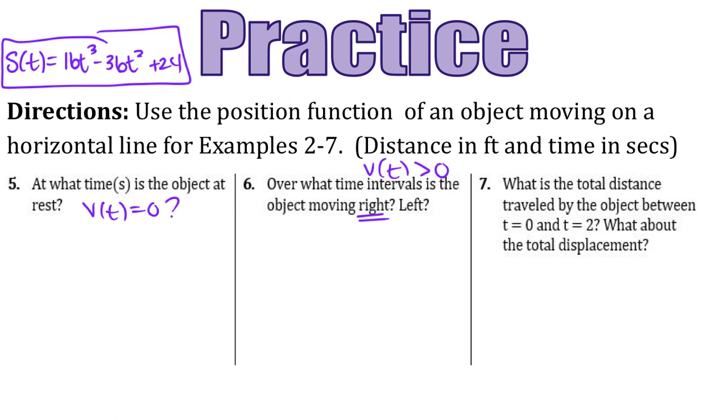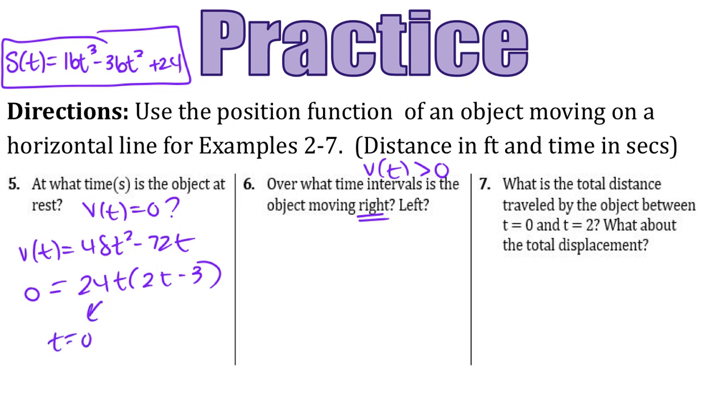So I'm going to take the velocity function that we already found before, which was 48t^2 minus 72t. And I'm going to go ahead and set that equal to 0, and I'm going to factor out the greatest common factor with 72 and 48, which I believe is going to be 24, and I'm going to take a t out as well. So that's going to leave me with 2t minus 3. This will be 0 if t is 0, and this will be 0 if t is 3 over 2. So the object is at rest at the beginning at 0 seconds and at 3 over 2 seconds.